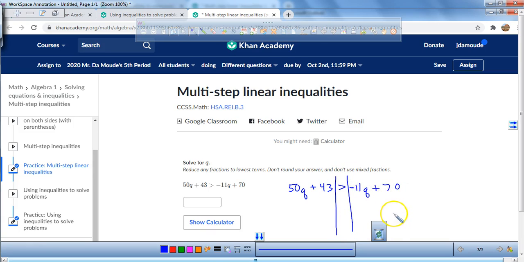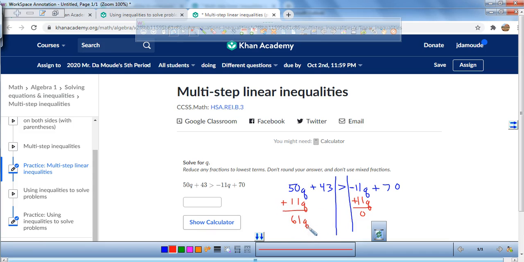Make sure whenever you move numbers across the inequality sign, you're treating it just like you would treat an equal sign. Now I got to figure out where I want my q's. I got 50q over here, I got negative 11q, so I'm going to move everything over to the left. How do you get rid of a negative 11q? You simply add 11q to both sides. When you add these together, you got 50 plus 11, which is 61q.